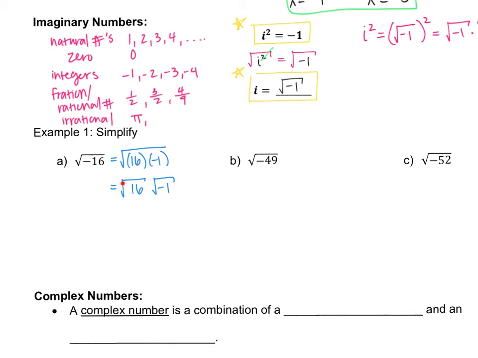Well, the square root of 16 is just 4, right? 4 times 4 gives me 16. So that's kind of nice. And then this piece right here is just i, because i is just the square root of -1. So right next to the 4, I'll just drop down my i. So instead of having square root of -1 next to the 4, I can write this as i instead, which represents the square root of -1.